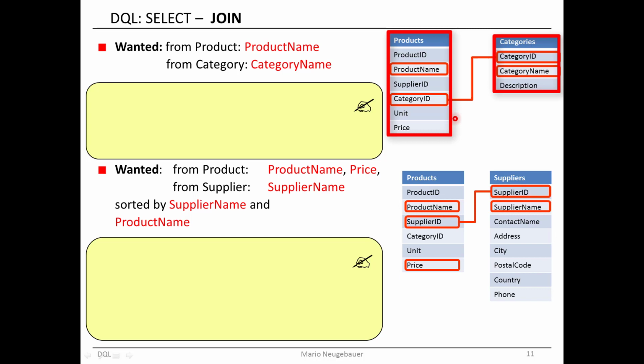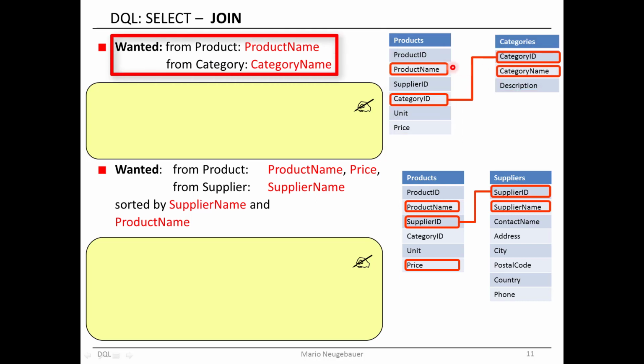We do not have the category name in our products table because we refer by this category ID. And then we have a category ID in the categories table, and in this categories table, there's the category name. But we somehow want to write the product name right beside the category name. That's our goal for this select statement, for this first join. And that's why we select from the product table the product name and from the category table the category name.